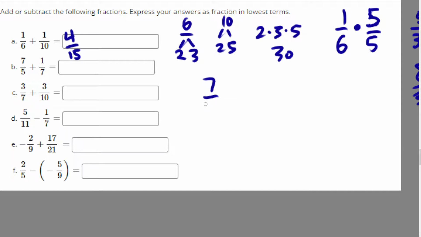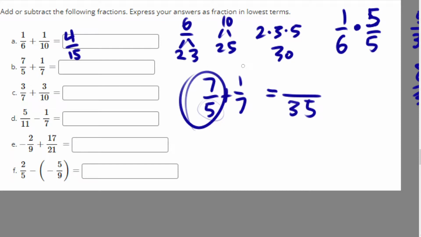So then we have 7 over 5 and 1 over 7. And we're adding. Same principle. 5 and 7 are both prime, so we need them to do 5 times 7, which is 35. We can times this by 7 over 7 to get the denominator to be 35. So 7 over 7. And that will give us 49 over 35.